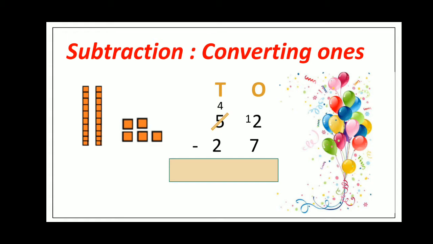Now we subtract 7 from 12. 12 minus 7 is equal to 5. Let's subtract tens column. 4 minus 2 is equal to 2. So we have 2 tens and 5 ones. So the number is 25. 52 minus 27 is equal to 25.